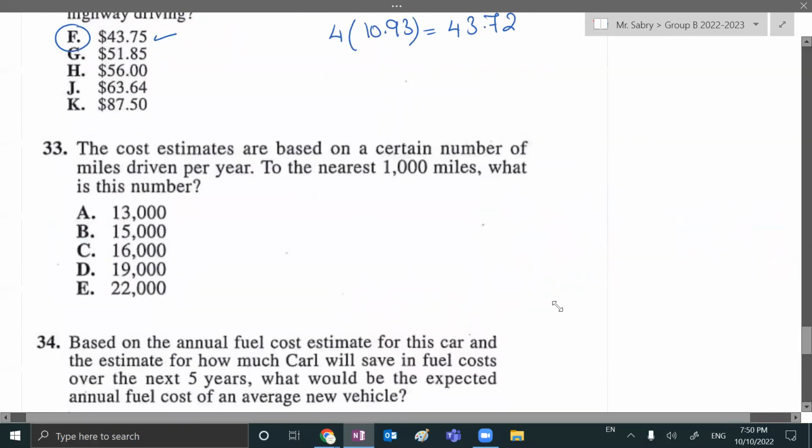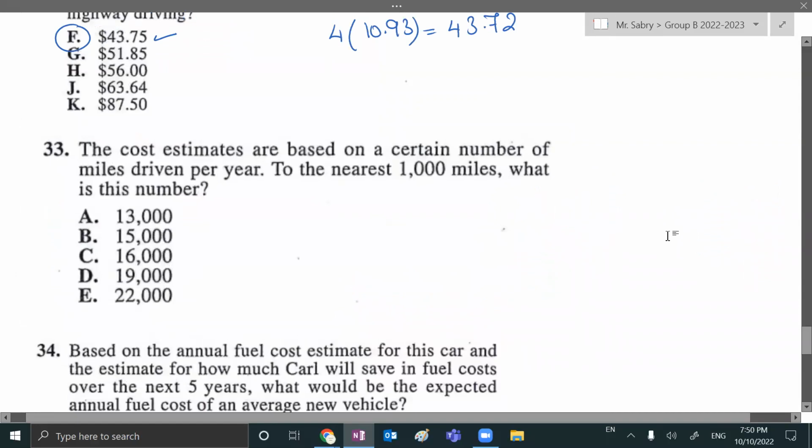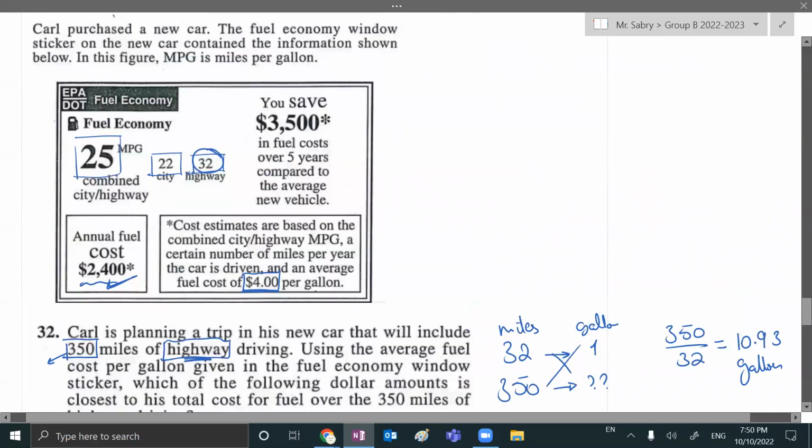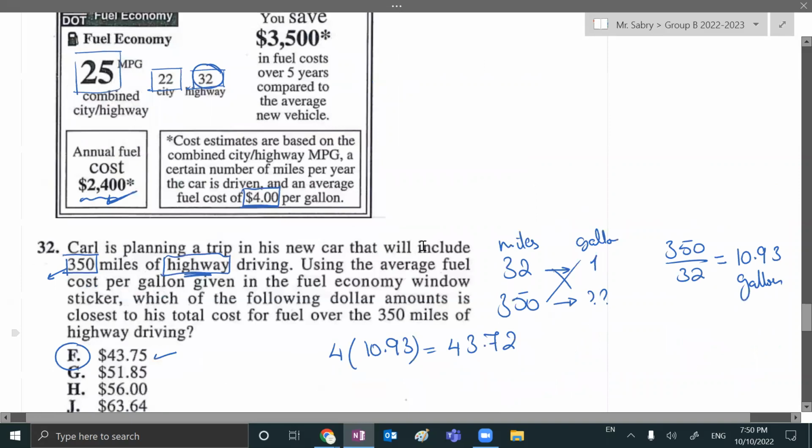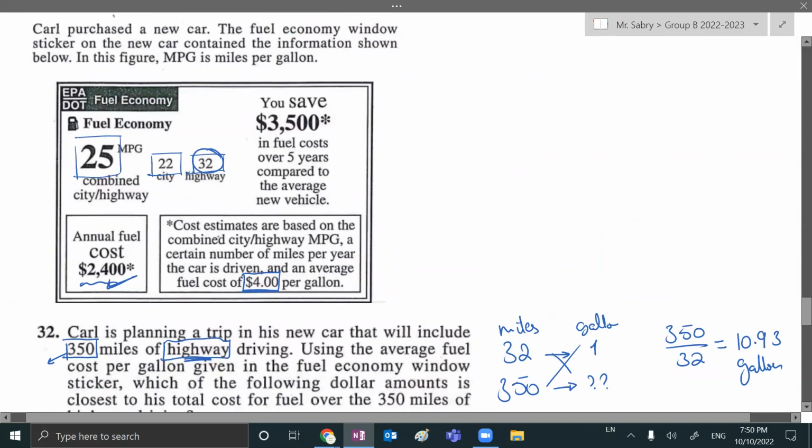Okay, moving on to 33. The cost estimates are based on a certain number of miles driven per year. To the nearest 1,000 miles, what is this number? Apparently, they told me that the annual fuel cost is 2,400. So I know that the total cost of the fuel is 2,400. How did they calculate this? They calculated this based on the combined city and highway miles per gallon rate. So what's the combined? It's the 25.